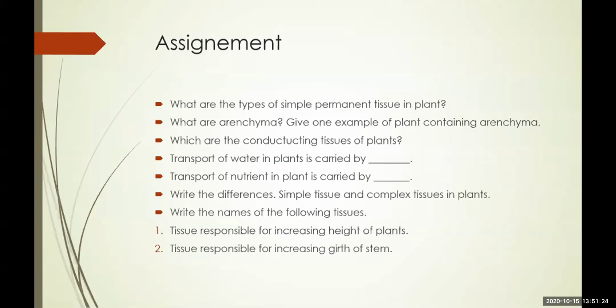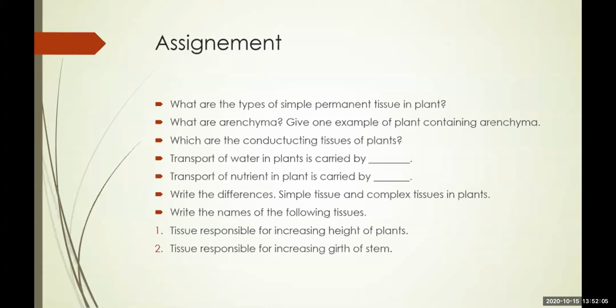Next question, which are the conducting tissues of the plants? The permanent tissues, that are xylem and phloem, are the conducting tissues of the plant. Xylem conducts water and minerals, whereas phloem conducts sugar and amino acids. Next question: transport of water in the plant is carried out by xylem. Transport of nutrients in the plant is carried out by phloem.